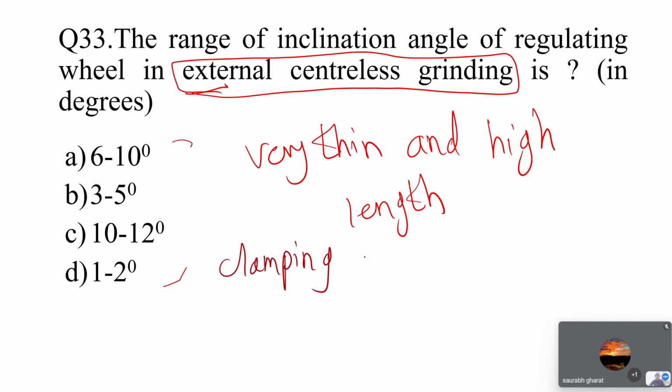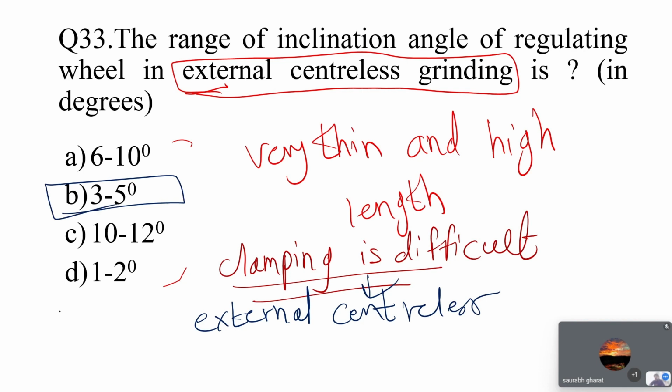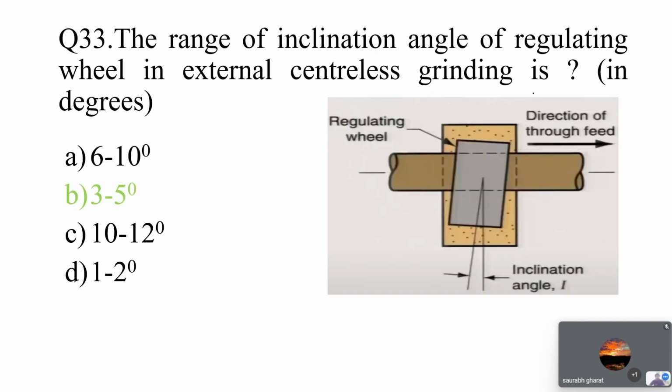In which case the clamping is difficult? In this case only we go with centerless, that is external centerless. Where clamping is difficult. So what is the answer here? Between 3 and 5. So I mentioned here, the answer is 3 and 5.